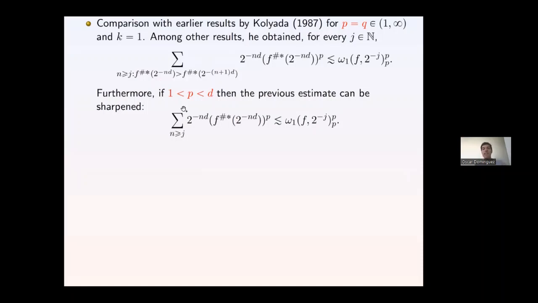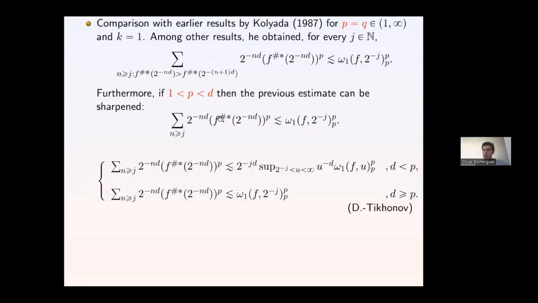And in the special case that the integrability is strictly less than the dimension, Colliada was able to improve the previous estimate after removing this additional constraint and working with the standard sum. So now compare these two estimates with our results. To proceed, it's quite convenient to rewrite our estimates involving integrals in terms of sums. But this is very easy because we can make use of monotonicity properties.